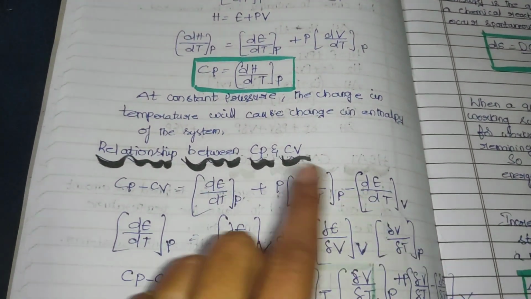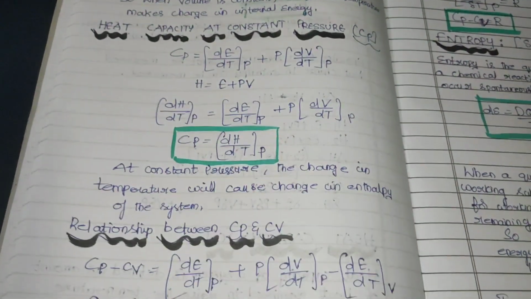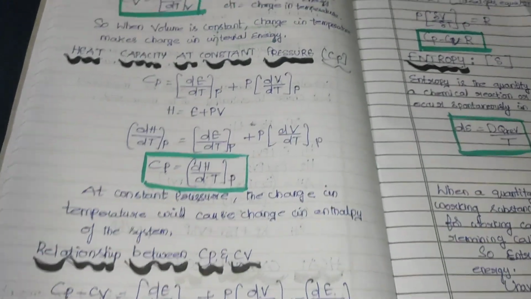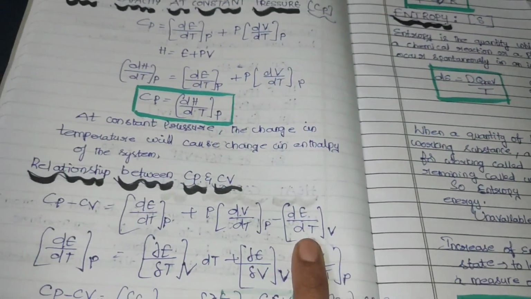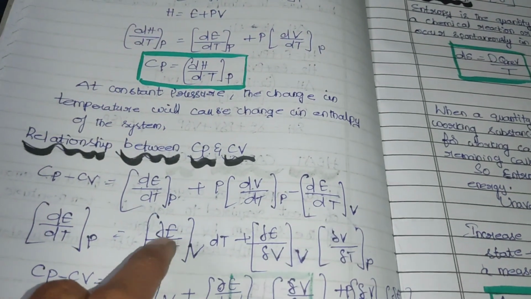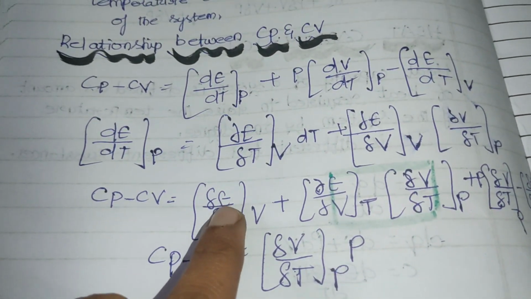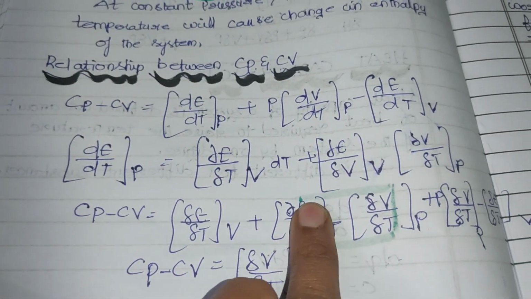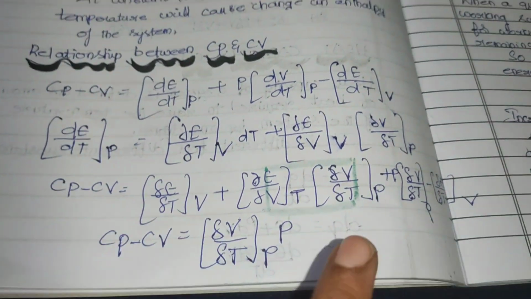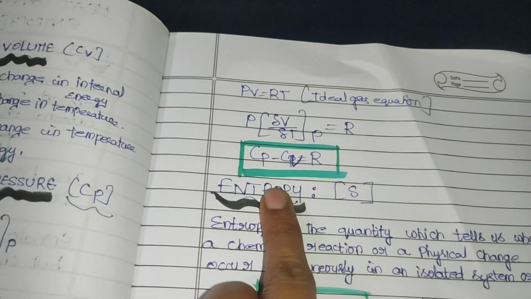Then what is the relation between constant pressure and constant volume heat capacities? Cp minus Cv: we already calculated Cp equals dH by dT at constant P, or dE by dT at constant P plus P dV by dT at constant P, minus Cv, which is dE by dT at constant V. Substituting and differentiating, we get Cp minus Cv as R.